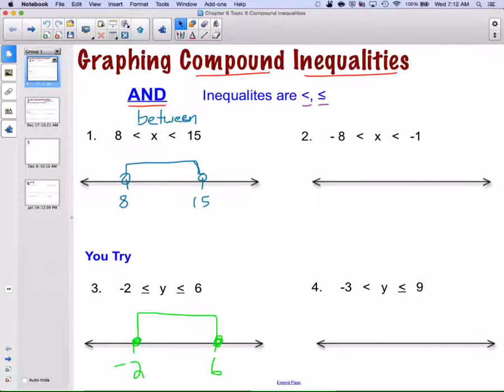Okay, so go ahead, pause it, try the you-tries. Be careful with number 4 because one of them is a less than, one of them is a less than or equal to, so you might have an open or closed circle depending. And when you're done with that, move on to the next slide.